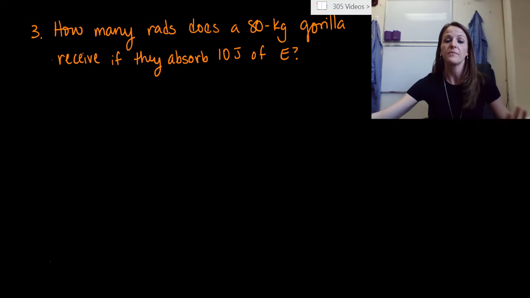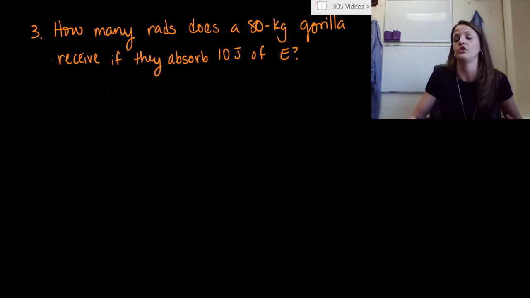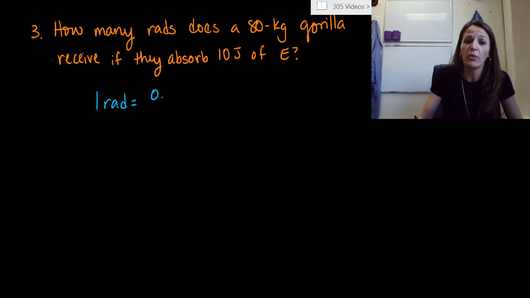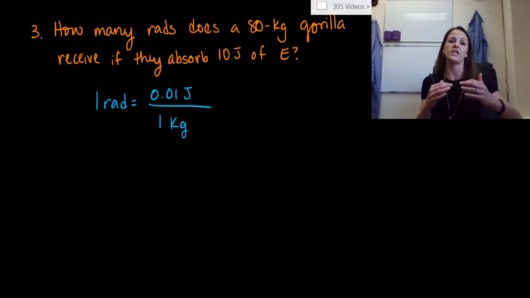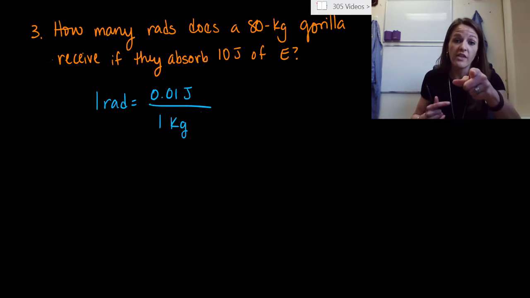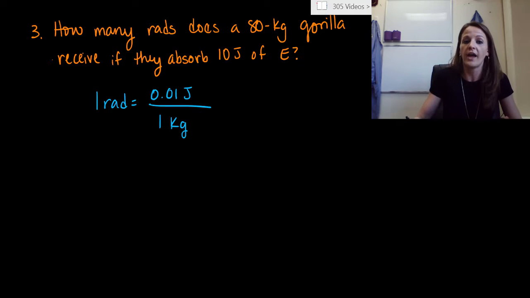Now we're talking about rads. How many rads does an 80 kilogram gorilla receive if they absorb 10 joules of energy? Go. So for this problem, what we have to do is first remember what our conversion is between rad and joules of energy. And so we know that 1 rad is equal to 0.01 joules of energy per every 1 kilogram of tissue. So what we need to do is come up with some kind of ratio so that we can use that conversion and get everything to cancel out so that we're left over in rads. And the best way to do that is by inverting these two numbers with our own set of data.